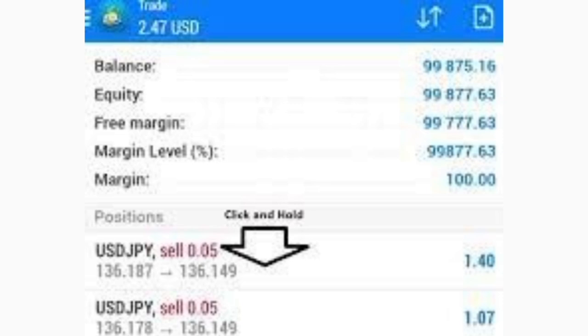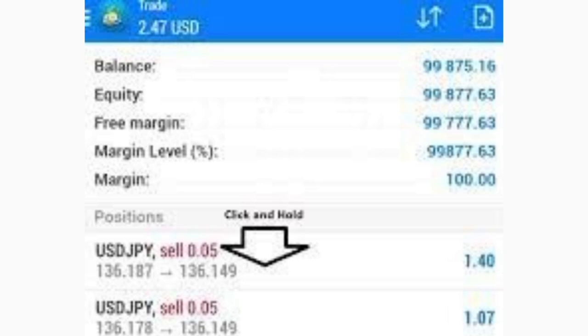So this is a short example of what I explained. You can see that the balance is 99875.16 and the equity is the same as the balance, which is 99877.63, and the free margin is 99877.62, and the margin level is 99877.63. And we have margin, which is 100.